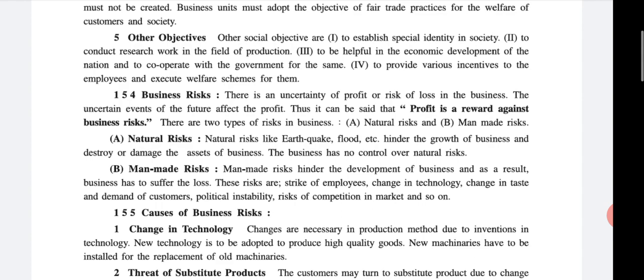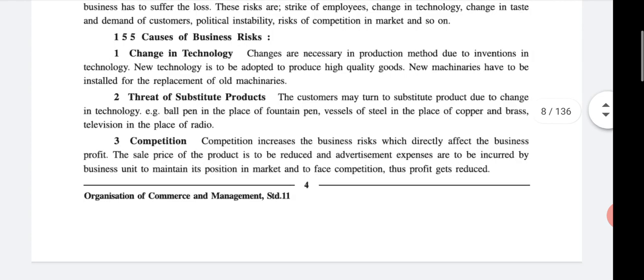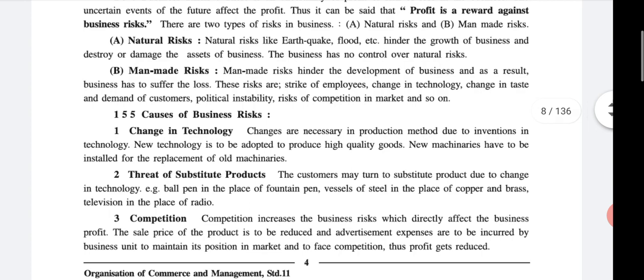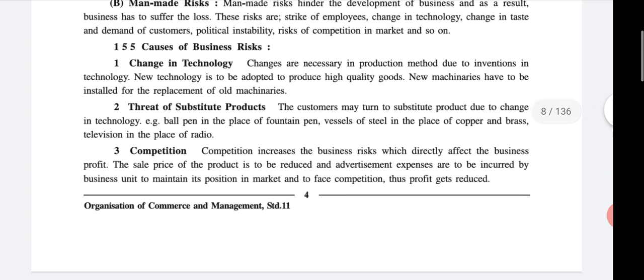Then business risk. There are 2 types of business risk: natural risk and man-made risk. Earthquake and flood are examples of natural risk, and strike of employees, change in technology, change in taste and demand of customers are examples of man-made risk. Then the next topic is causes of business risk. There are a total of 6 reasons for business risk. First, change in technology. Then threat of substitute product.